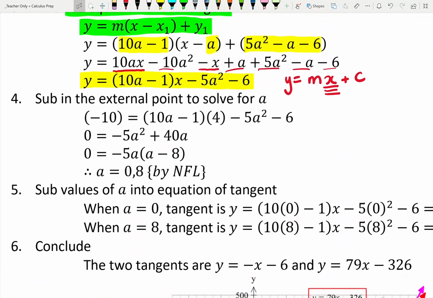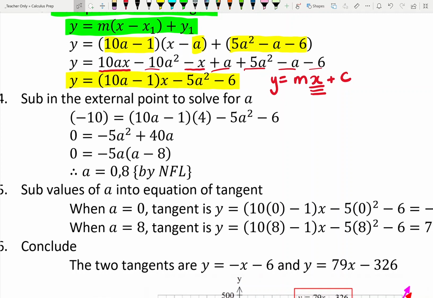So what we do is we sub in that external point. The external point is (4, -10), and so you can see that we've subbed in y equals -10 and x equals 4. We rearrange and collect everything, and now we've got an equation which is only in terms of a, and what do you know? It's starting to look like a quadratic. In fact, it is a quadratic. So we factorise it, and using null factor law, we establish that a is either 0 or 8. In fact, it is both 0 and 8.